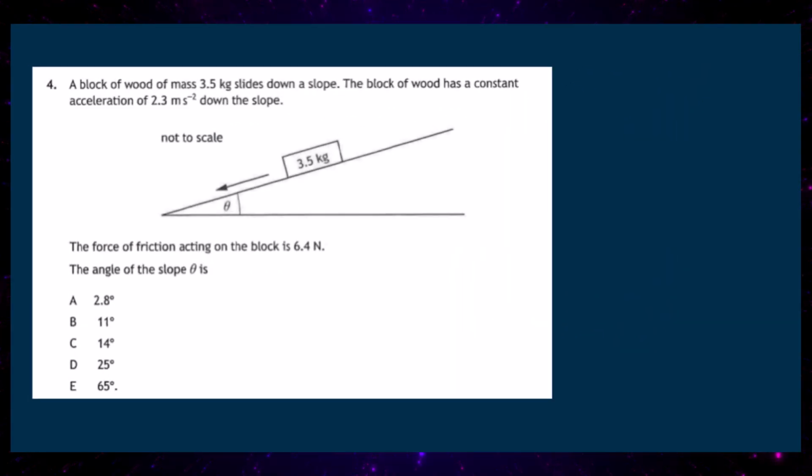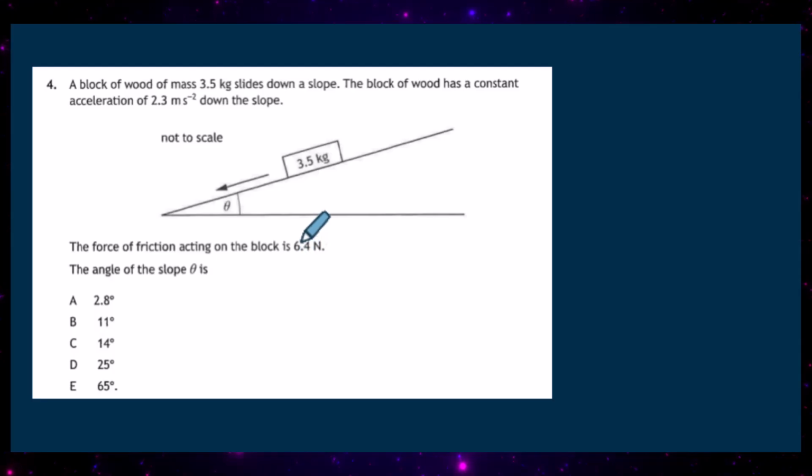Question 4 is a slope question. A block of wood of mass 3.5 kilograms slides down a slope. The block of wood has a constant acceleration of 2.3 meters per second down the slope. And we're told that the force of friction acting on the block is 6.4 newtons. And a little twist in this story is we've got to find the angle of the slope.